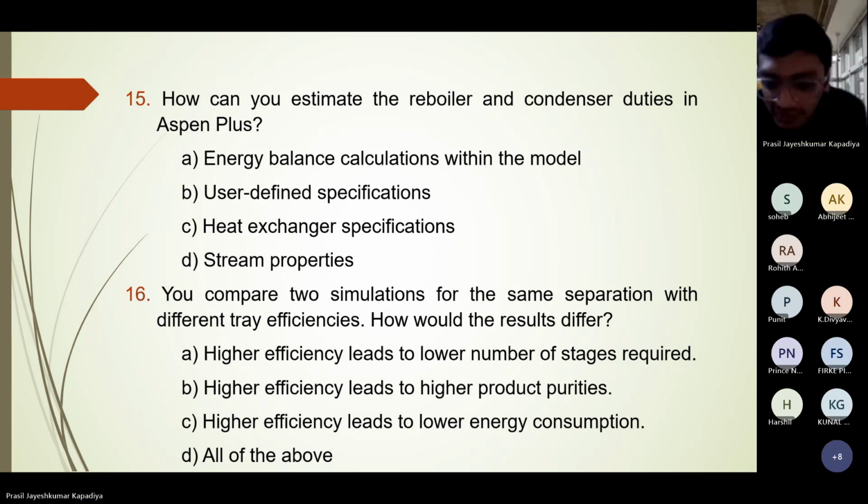Higher efficiency means we will get more pure product, more product purity for the same number of trays, because we are actually achieving equilibrium.